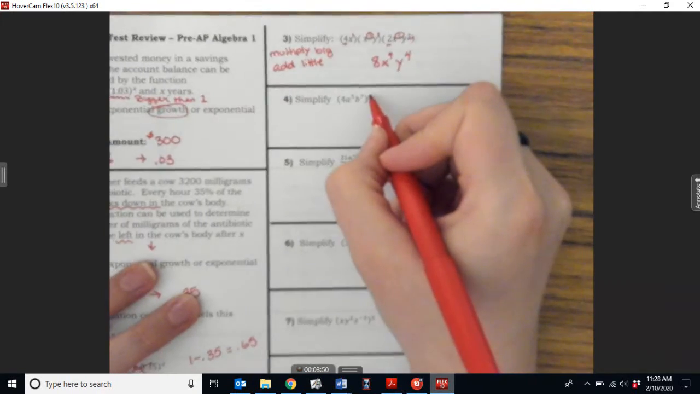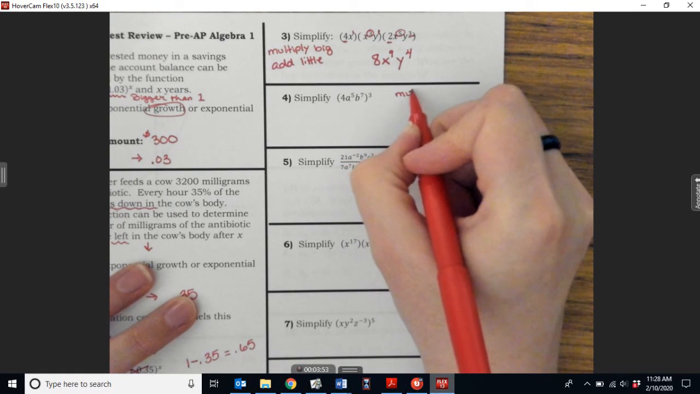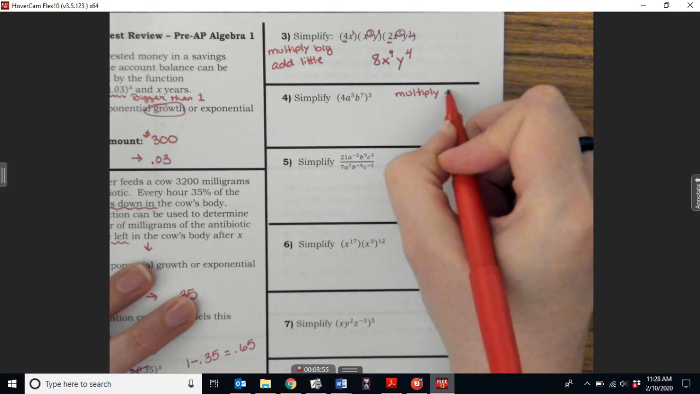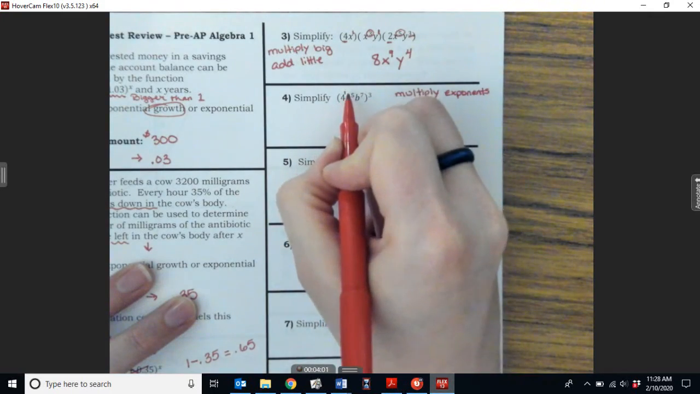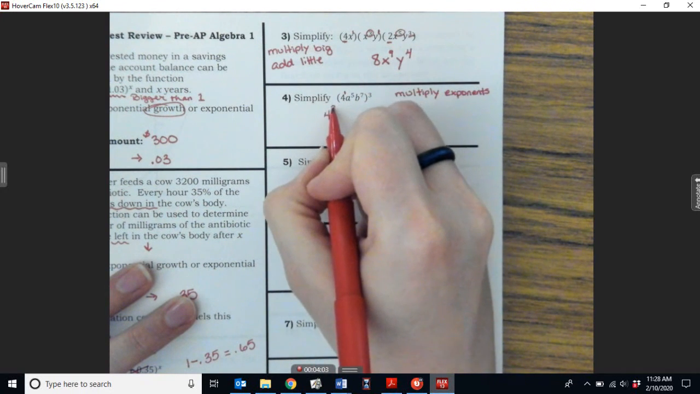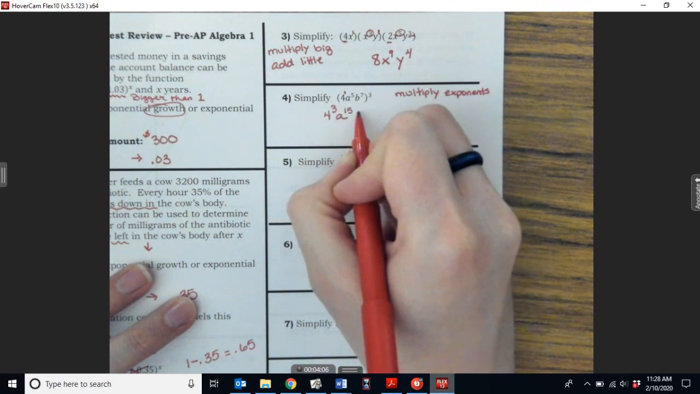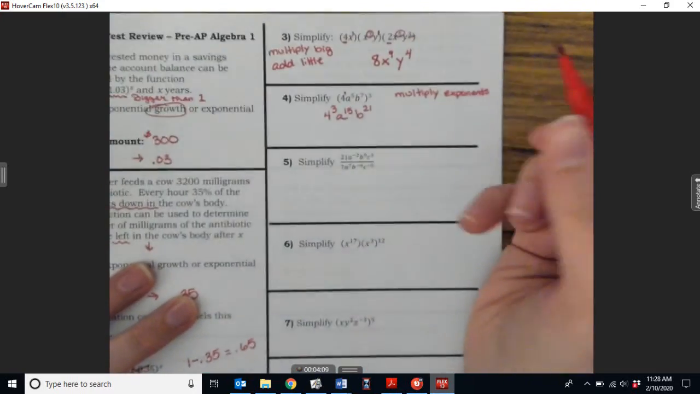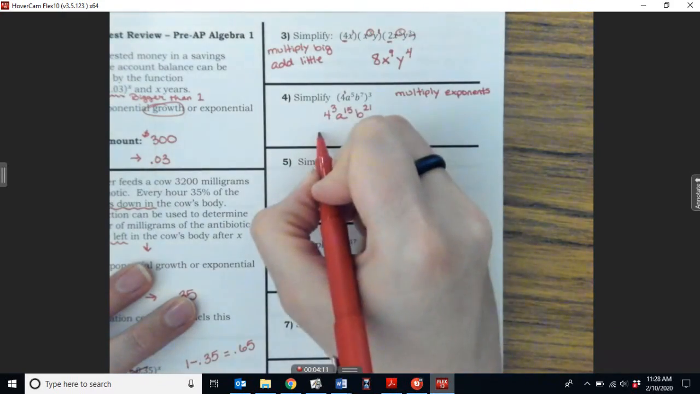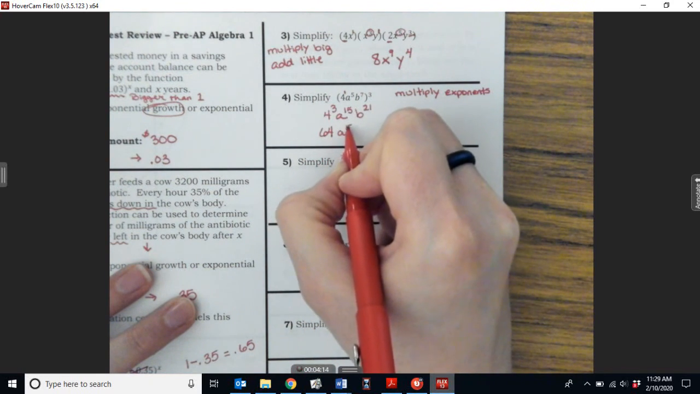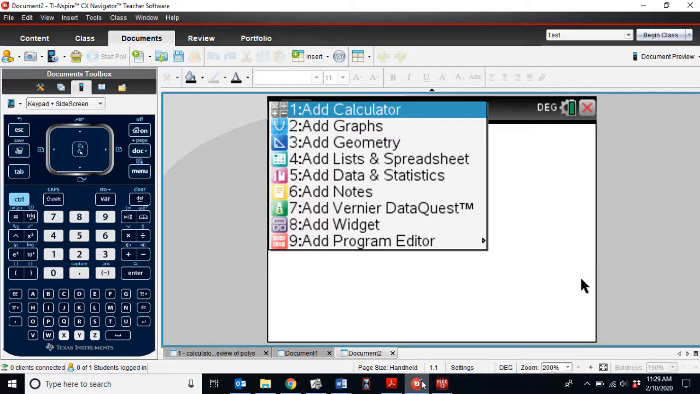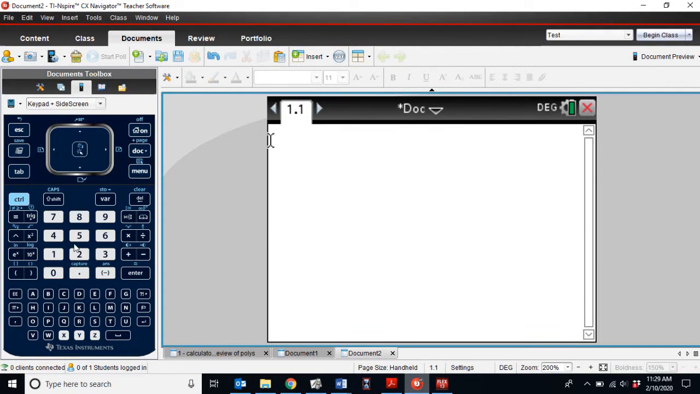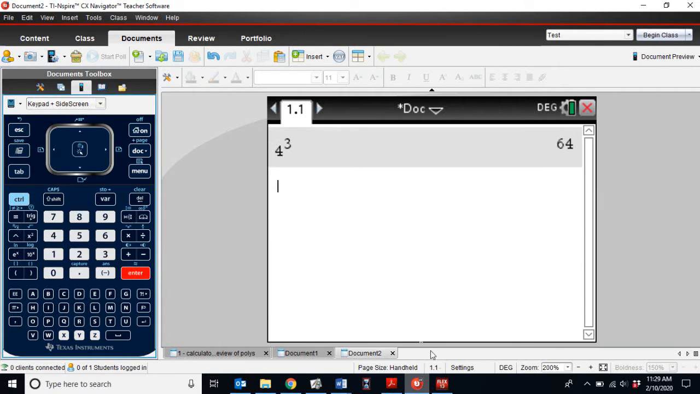Number 4, parentheses on the outside, so we multiply exponents. Remember, there's an invisible 1 on that 4, so it's 4 to the 3rd power, a to the 15th, b to the 21st. And then if you type in 4 to the 3rd power, you would get 64. And if you're not sure how to type that in the calculator, quick look here. We're on a calculator page. 4 raised, there's your exponent key, to the 3rd power, gives you 64.